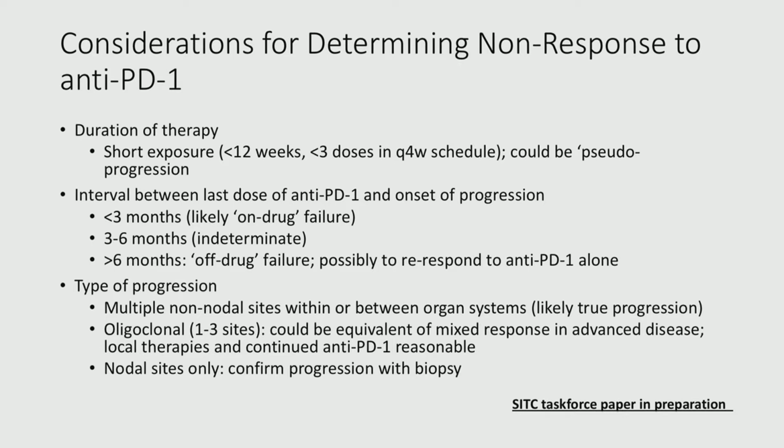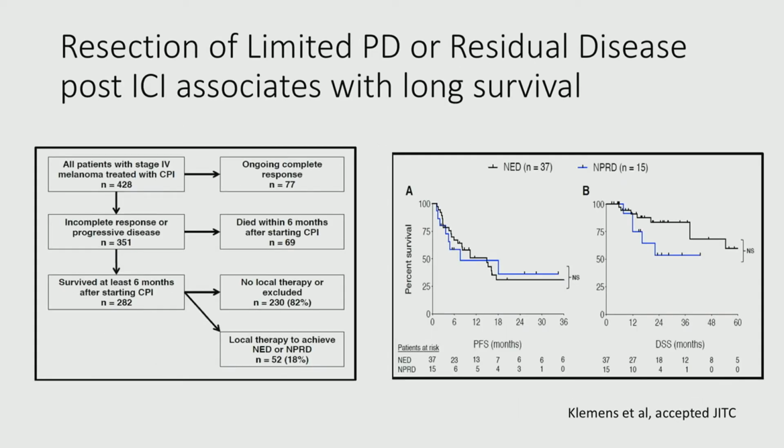And if you only have nodal-only progression, we see that all the time in the clinic, and that's not true progression. That's just inflammatory response. So the SITC is trying to develop a paper with more traditional, more uniform guidelines for entry of patients into the PD-1 non-responder trial, so that if you do see a response in a signal, you're pretty sure that it's due to the drug and not just to a late effect of anti-PD-1 or a re-response to anti-PD-1.